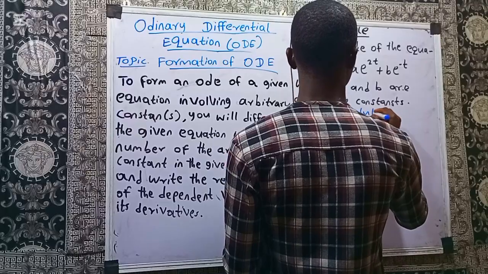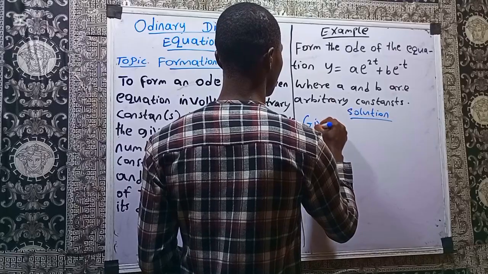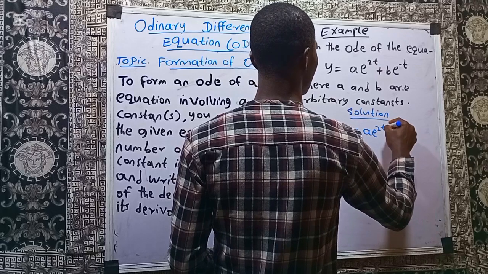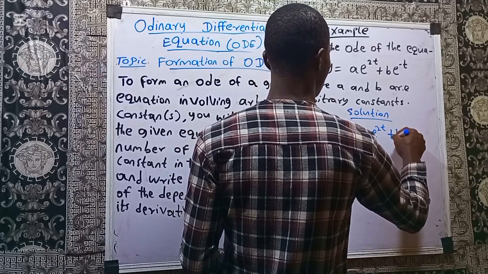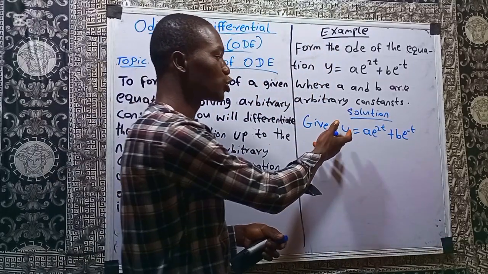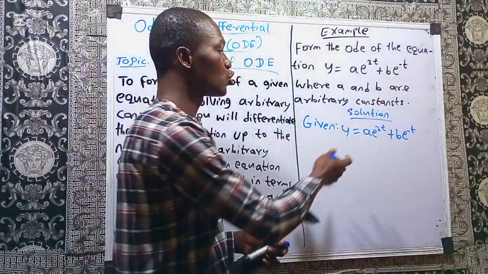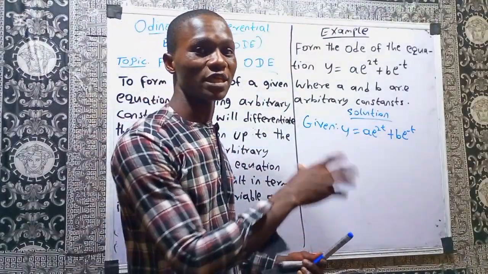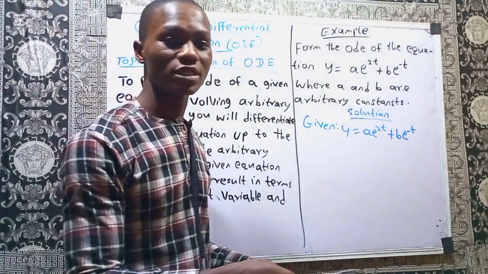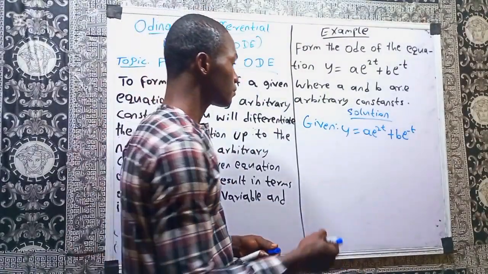Solution. We have two arbitrary constants. We are given that y equals a exponential 2t plus b exponential negative t. Now, in this equation, y is the dependent variable, right? Y depends on t, and t is independent. So after differentiating this equation two times, because we have two arbitrary constants, you are going to write the result in terms of y, which is the dependent variable, and its derivative, right?